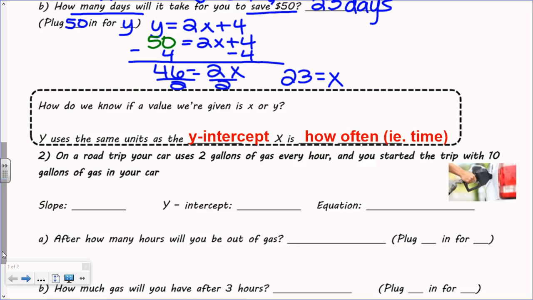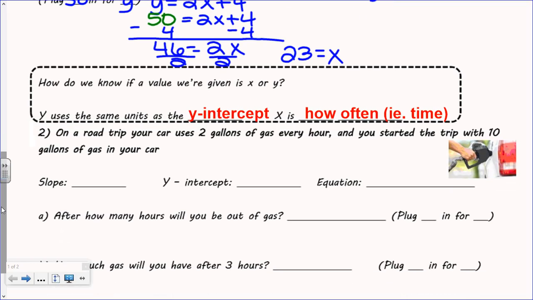Okay, so let's look at example 2. It says on a road trip, your car uses 2 gallons of gas every hour. So here's one of those "every" words, that's telling me this would be my slope. And because you're using it, not adding it, your slope is going to be -2. Because think about it, if you're driving, the gas is leaving your car, it's not being added to.